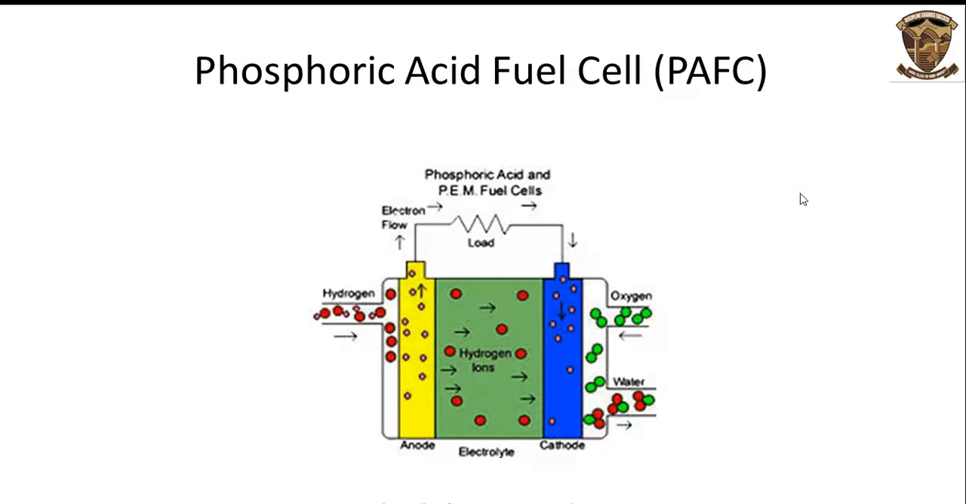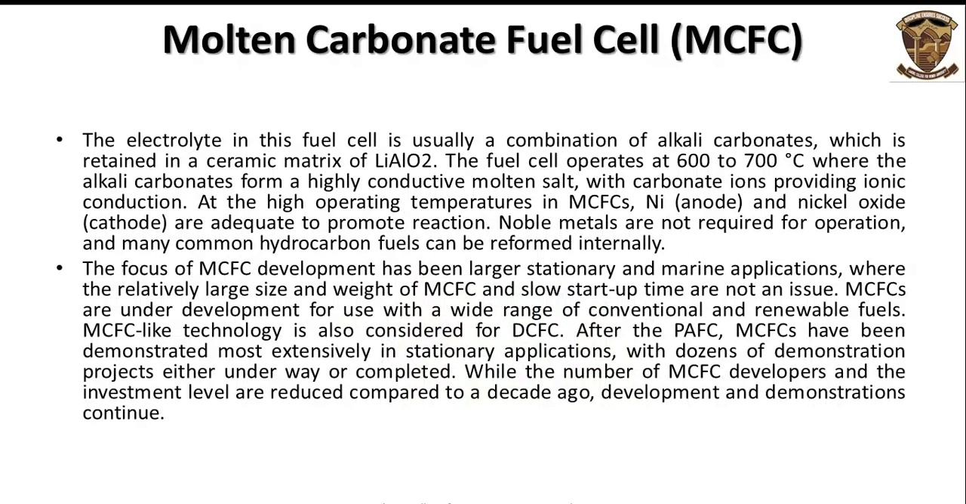This pictorially describes the function of the phosphoric acid fuel cell, that is the same as the polymer electrolyte membrane fuel cell. Hydrogen is provided on the anode side, where it decomposes into hydrogen ion and electron, and then hydrogen ion is passing through the electrolyte, electron through the outer circuit, and on the cathode side oxygen is provided, which forms water by combining with electron and hydrogen ion.